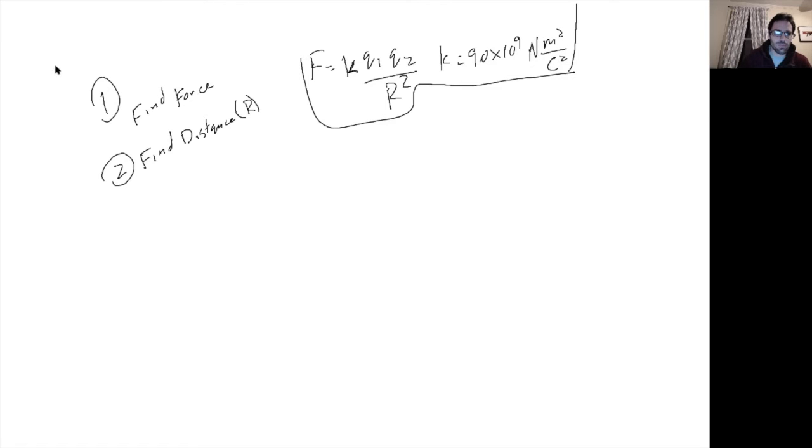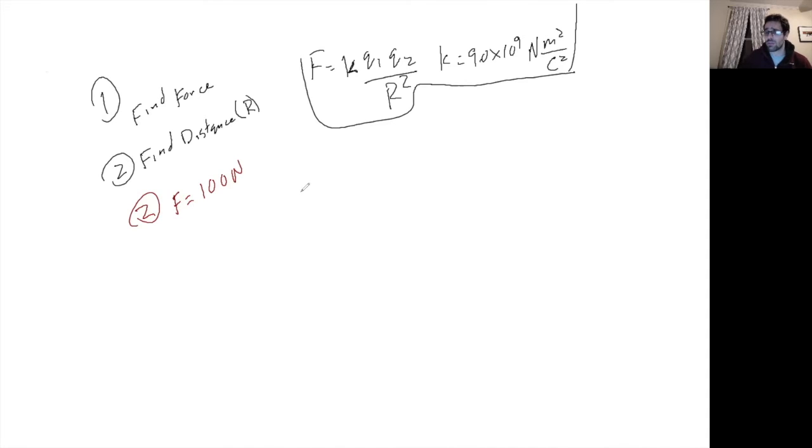Okay, so now let's look at a new problem. Let's look at a problem where we have to find the distance. So problem 2, what we're going to look at is we're going to say, okay, well, maybe we know that the force is going to be 100 newtons of force.